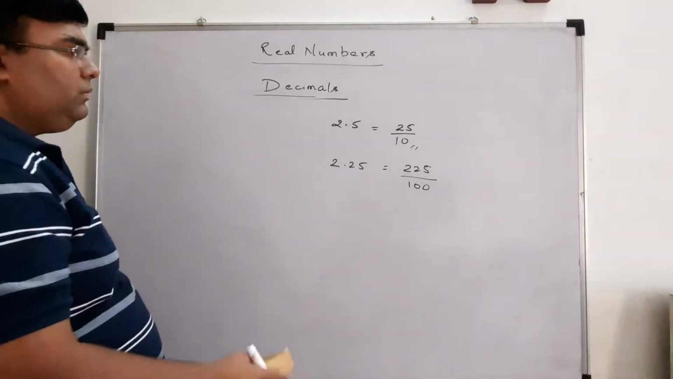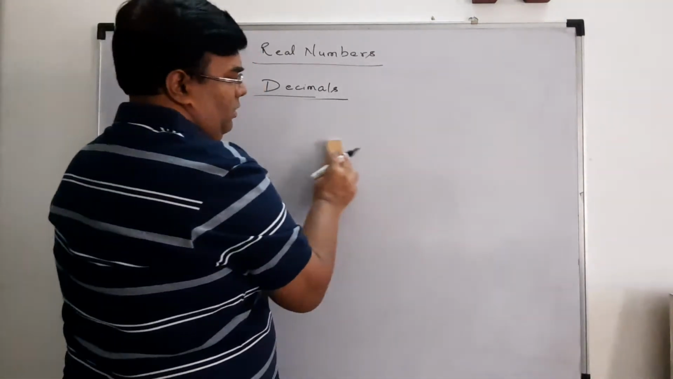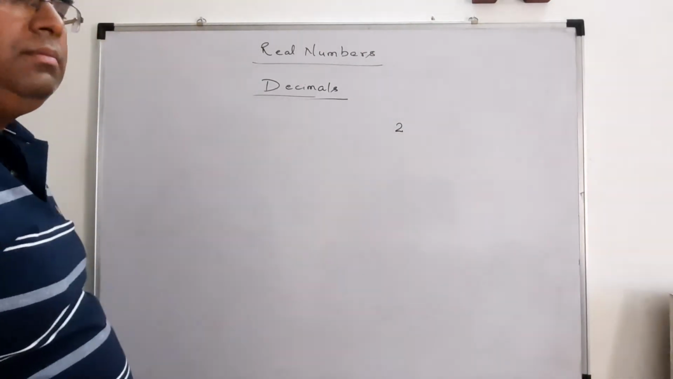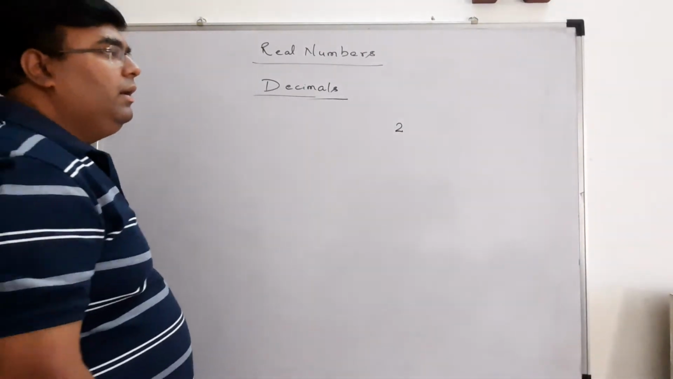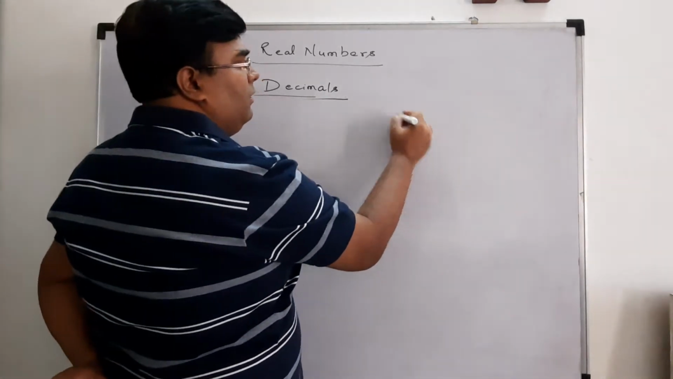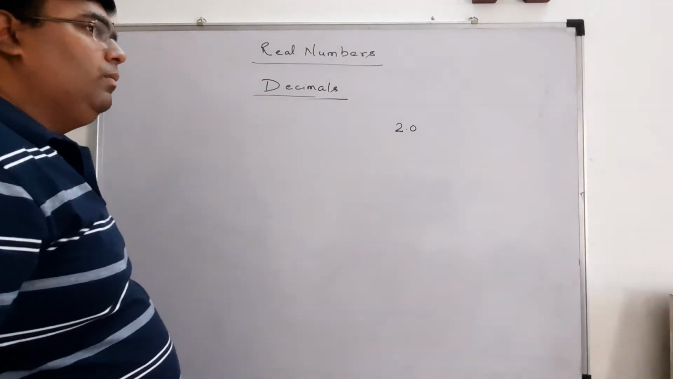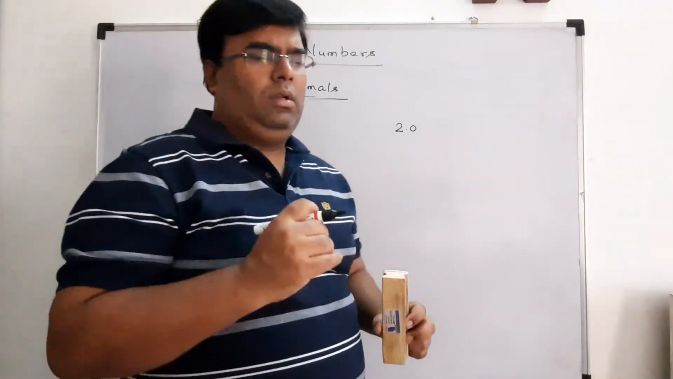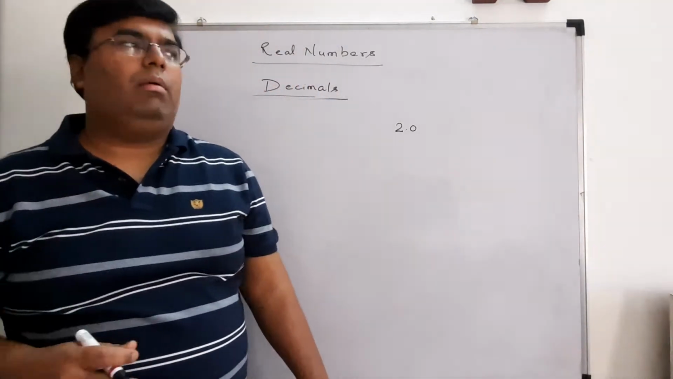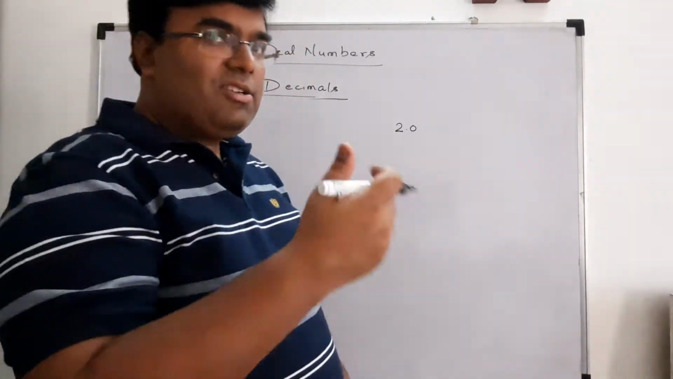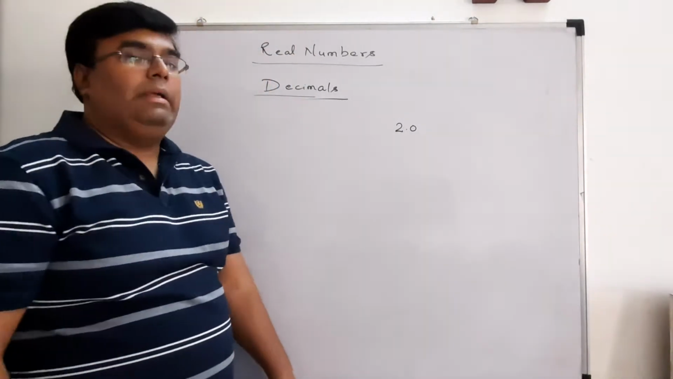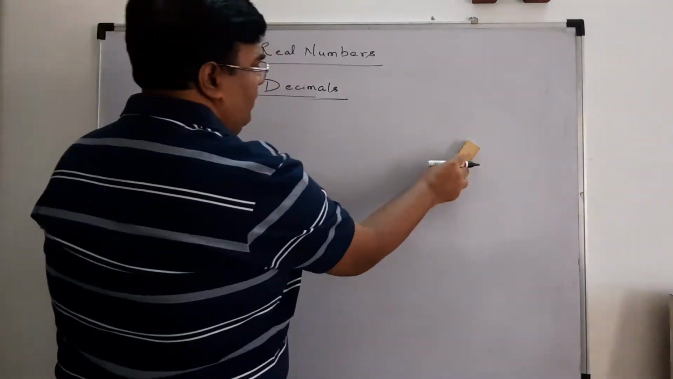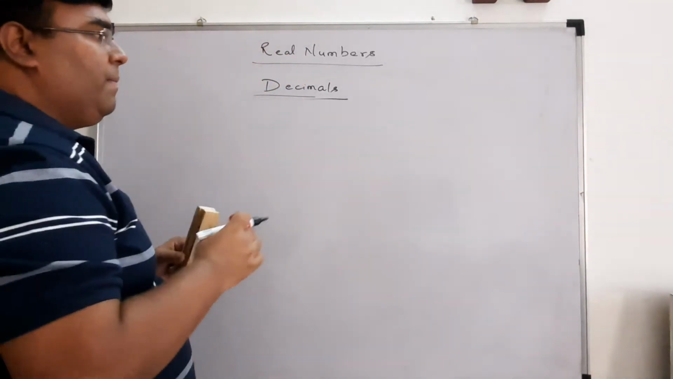Now this number 2, is it a decimal? Yes, it is also a decimal. We can write 2.0. So basically all my numbers, natural numbers, whole numbers, real numbers, rational numbers, even irrational numbers, can be written in the form of decimals. So let us define what kind of decimals we know.